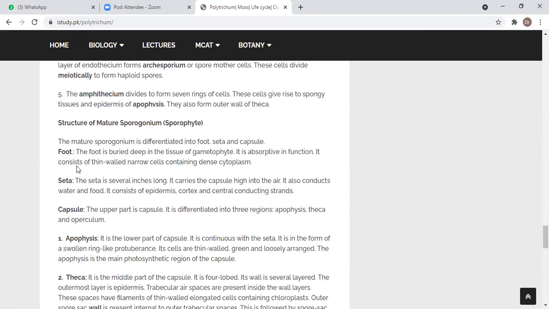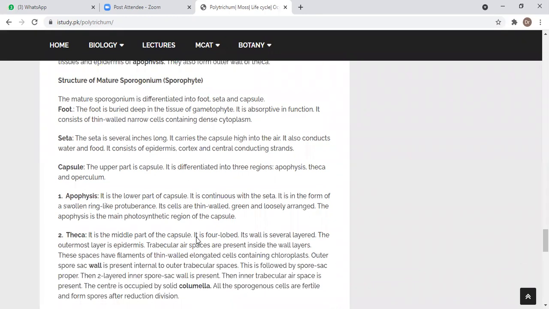Yeah. So here the foot is the buried or deep tissue in the gametophyte. It is useful for absorption and fixation. The seta is about several inches long. It carries a capsule at the tip and is useful for the conduction of food material. The capsule is a very peculiar character in Polytrichum. It appears just like a small cup-shaped structure with a lid.